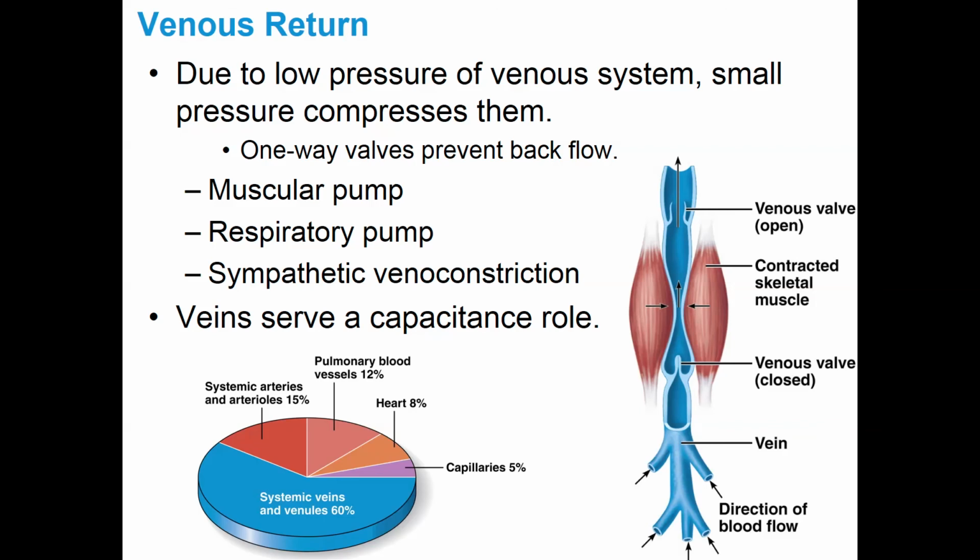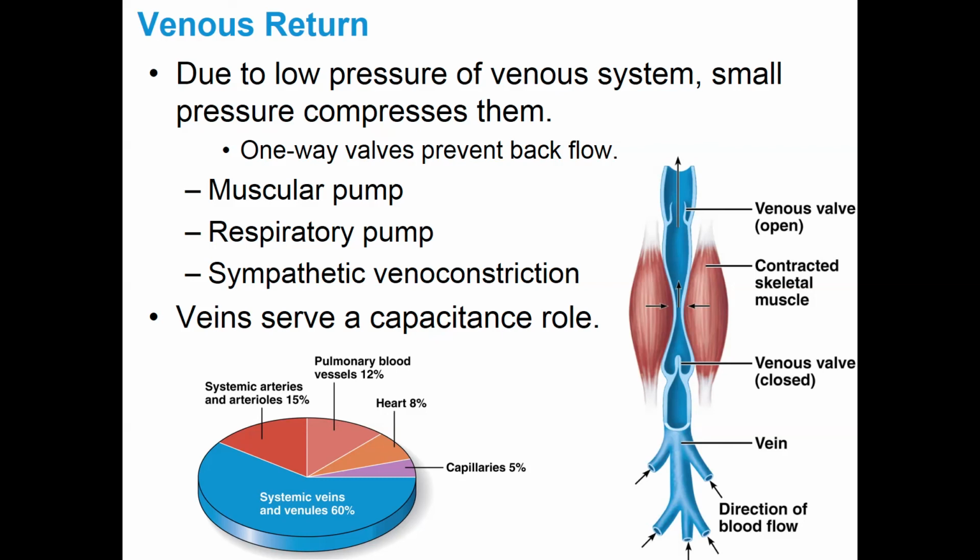Another thing on there is that veins serve a capacitance role. You can see from the little pie chart that particularly at rest, about two-thirds of our blood is on the venous side, and the remainder obviously is on the arterial side. You can also see how much blood flow goes past the lungs: 12% is in the pulmonary blood vessels, so quite a bit. Again, the important thing there is that particularly at rest, most of the blood is on the venous side. So that's where that larger lumen comes into play: they store blood effectively at rest.